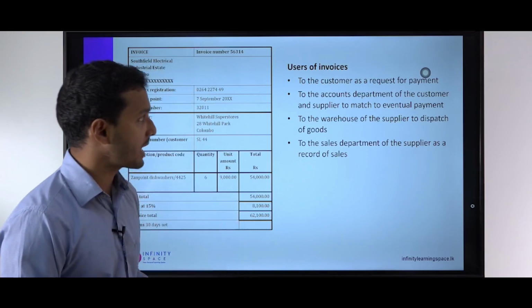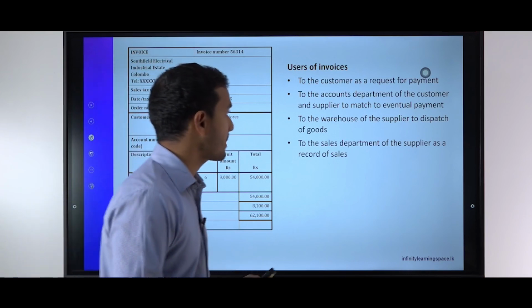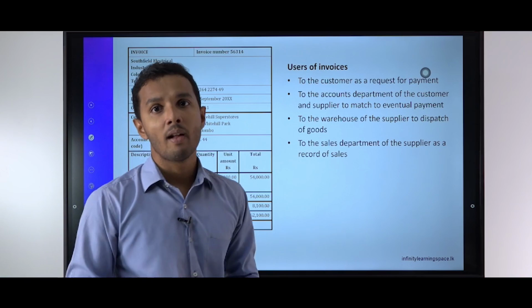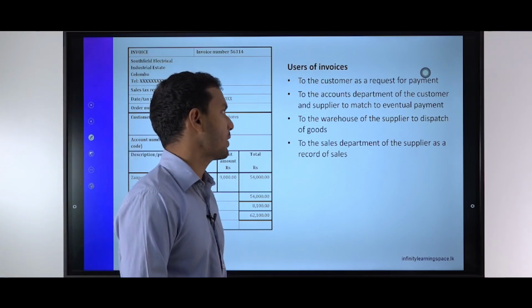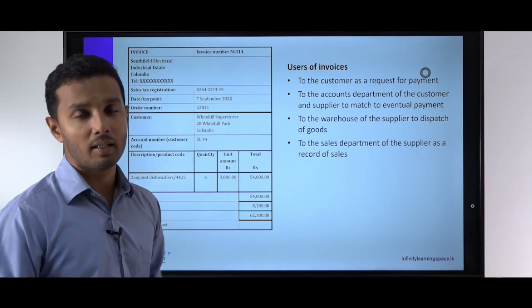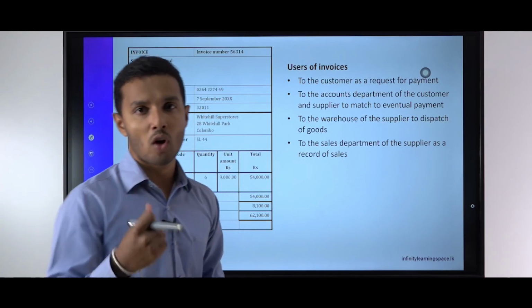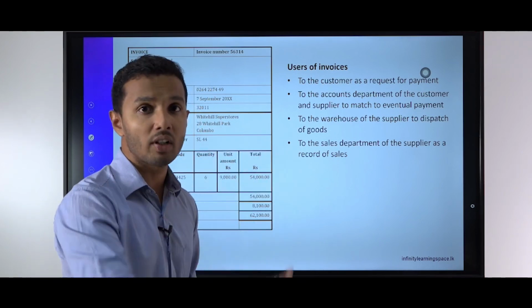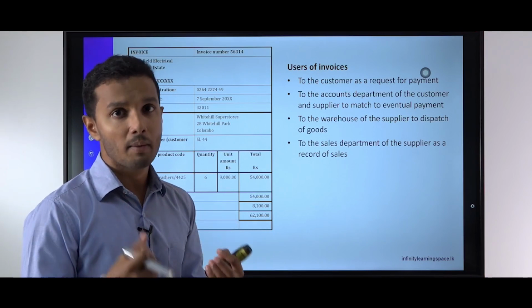So the invoice will be checked by the customer, and based on the invoice only the customer will make the payment. At the same time, the supplier will also check the invoice sent with the payment received and check whether the customer has paid the correct amount as per the invoice. The invoice also goes to the warehouse of the supplier to dispatch goods. So sometimes a payment will be done and an invoice will be raised before goods are delivered, right? So once the invoice is received by the warehouse, the supplier will dispatch the goods. Most of the time goods will be delivered and then only the invoice will be raised, but sometimes the invoice will be raised before the goods are delivered.